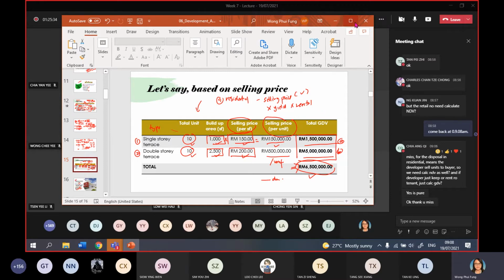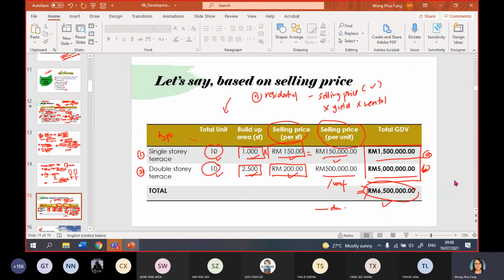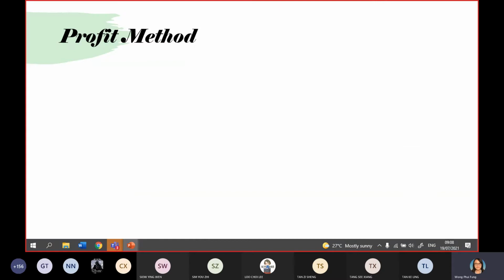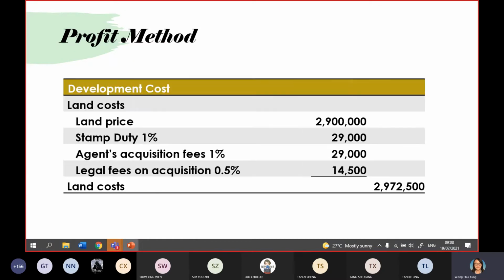All right, I will move on. After settling the income part, now we are going to talk about the costing part. For the costing part, the first major big cost commitment will be land cost. Under the land cost, we have a few items. The first one is the land price. So you have to figure out what the land cost of that proposed development is.